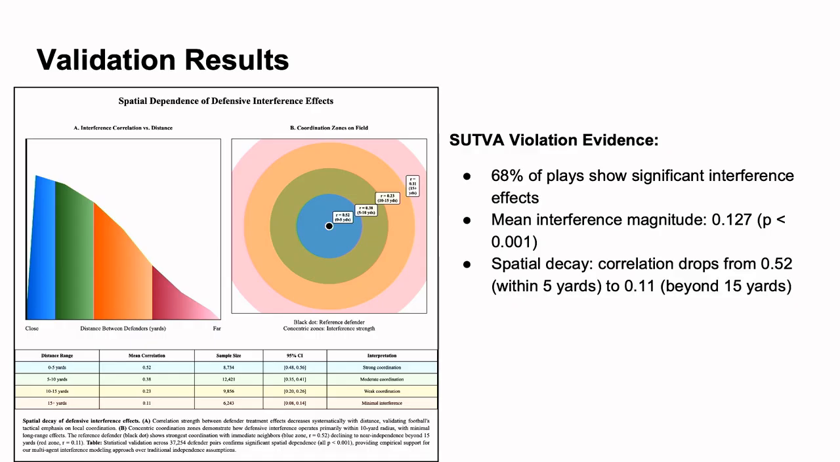One of the key insights we found in this modeling is that specifically by modeling these interference effects, we found that 68% of plays in the data set show significant interference effects. And if you do not specifically model this in the data process, you're going to get biased results. On the top left, we have a figure that shows the interference correlation versus distance, and we see here that the correlation drops from 0.52 within 5 yards to below 0.11, which makes intuitive sense. If we look at the right figure, we can see the black dot represents a reference defender, and they show the coordination zones. And so we can see here, the farther away a defender is from that other defender, the coordination drops.